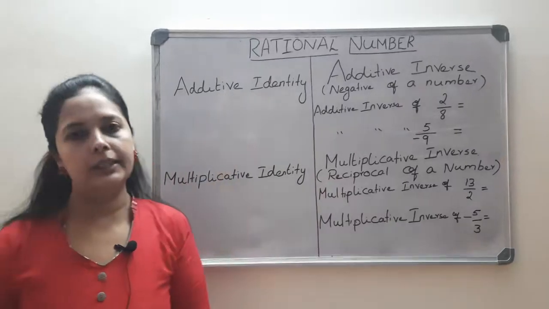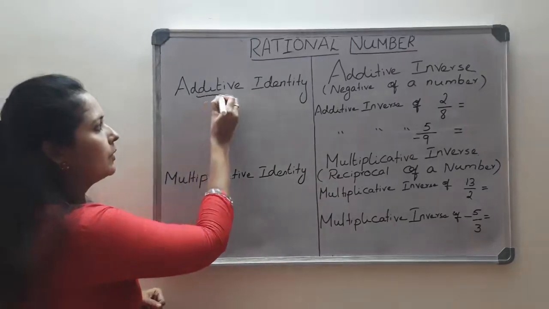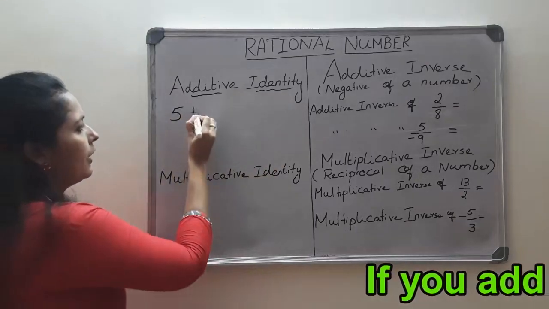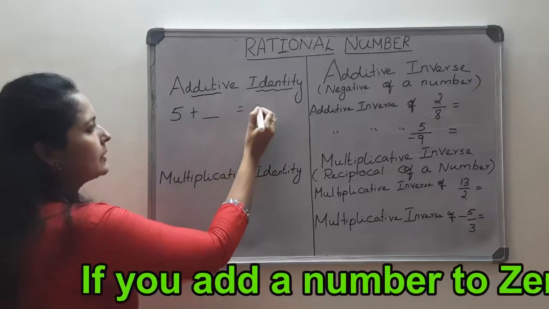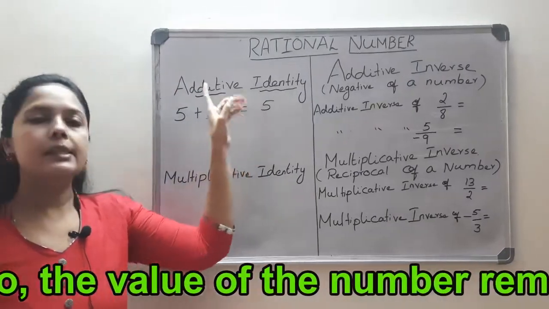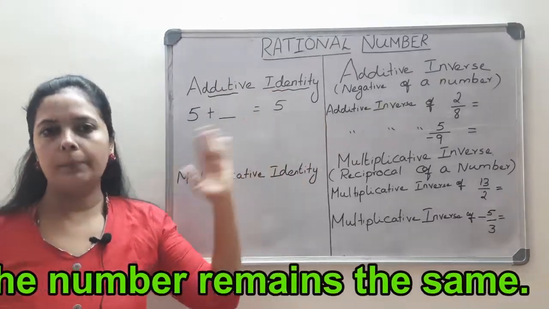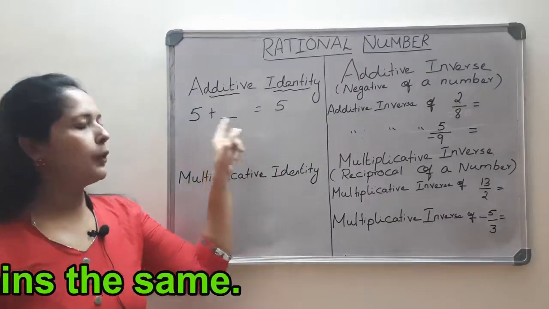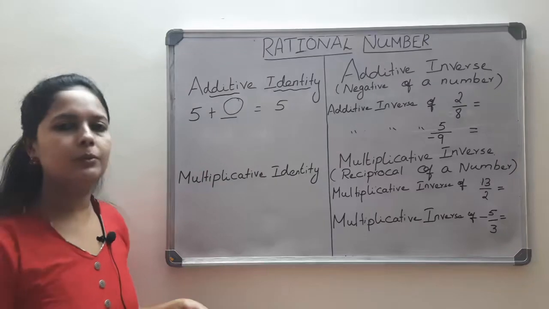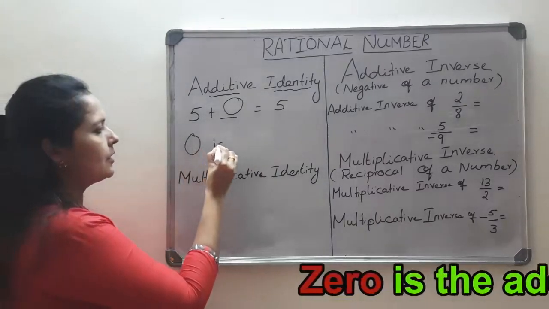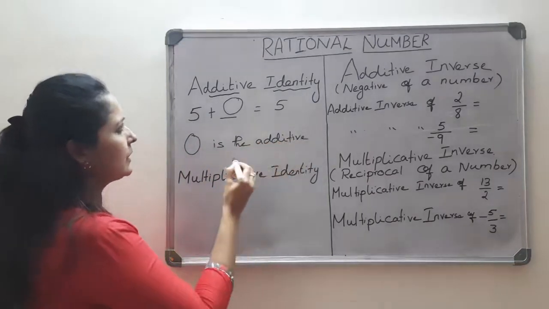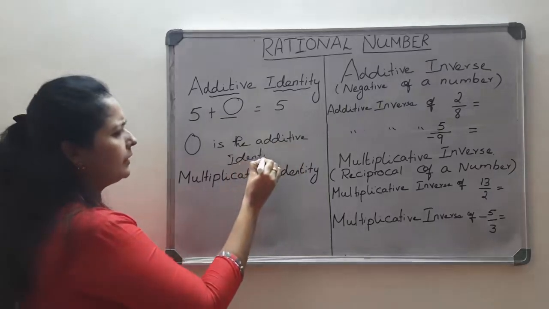What is additive identity? Take 5, okay? If you add 5 to a number, what you will get, the same 5. What you are going to add to a number to get the same identical number, that is the concept behind additive identity. What number you are going to add to get the same 5? 0, right? So 0 is the additive identity. Got it? Very simple. Not only this 5, anything.